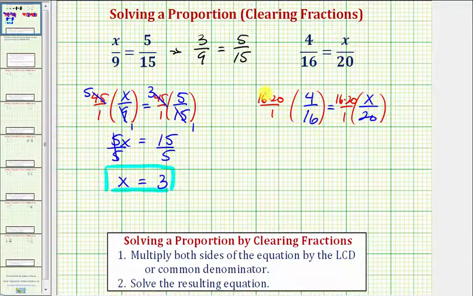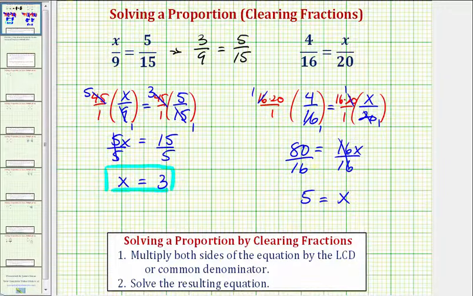Here we have 16 divided by 16, which simplifies to 1 over 1. So on the left side now we have 20 times 4, which equals 80. On the right side, notice how 20 over 20 would simplify to 1. So we just have 16 times x, which equals 16x. Dividing both sides by 16, we get the same result of x equals 5.